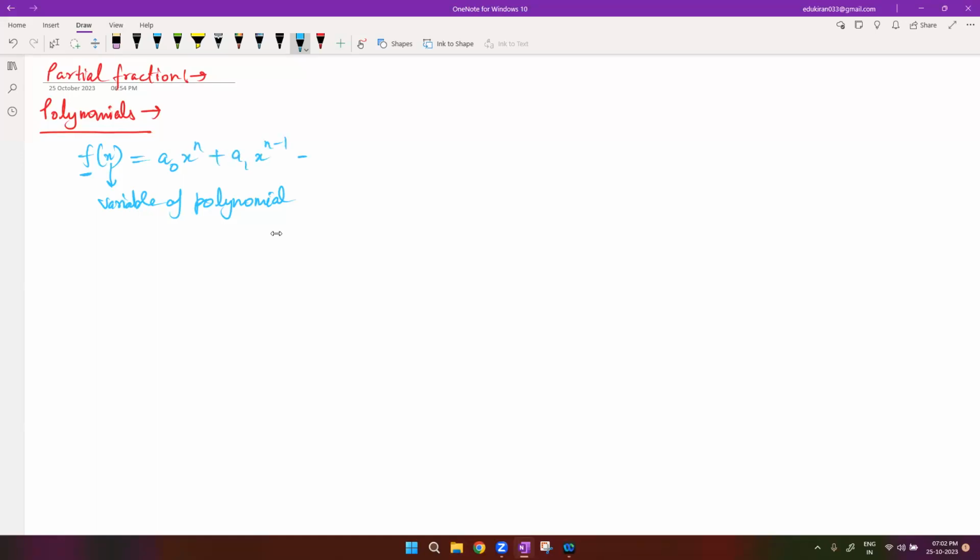But if I just note them, I would explain everything. Don't worry. If you are not able to understand what is written here, then this is a0 x to the power n plus a1 into x to the power n minus 1 plus a2 into x to the power n minus 2 plus a(n-1) into x plus a n.